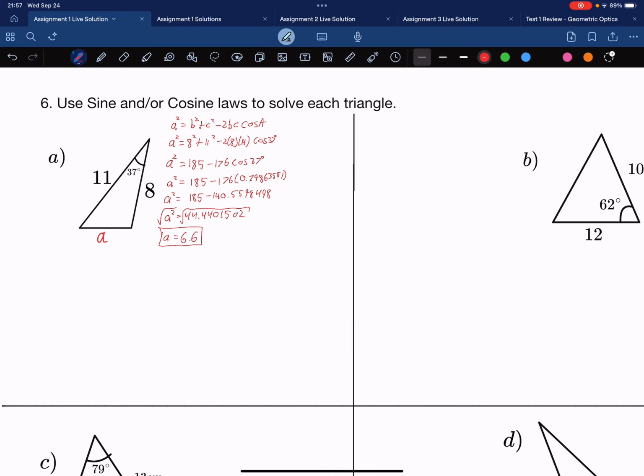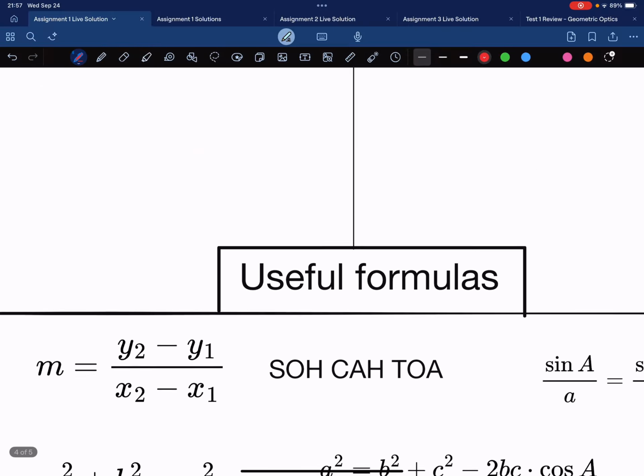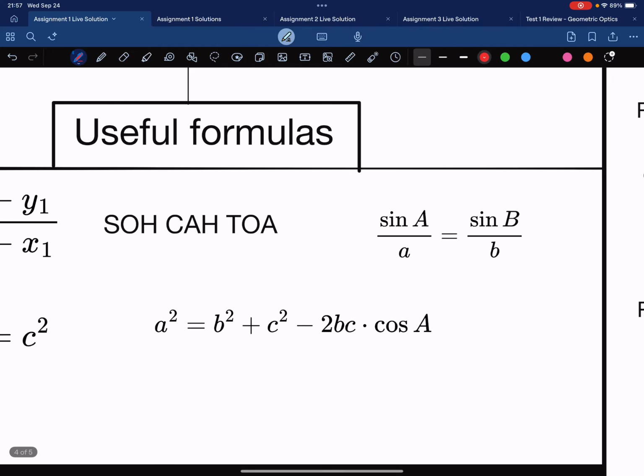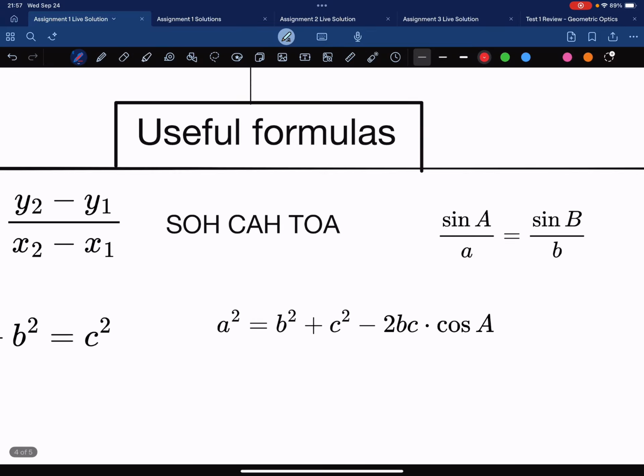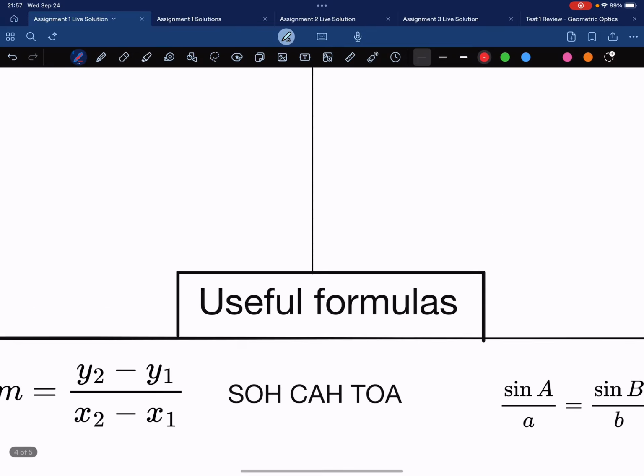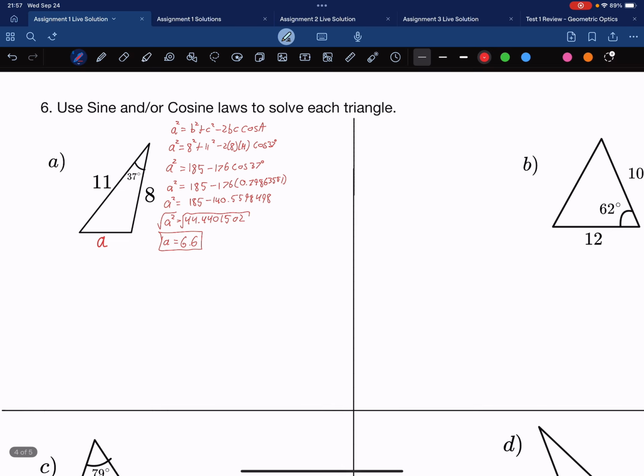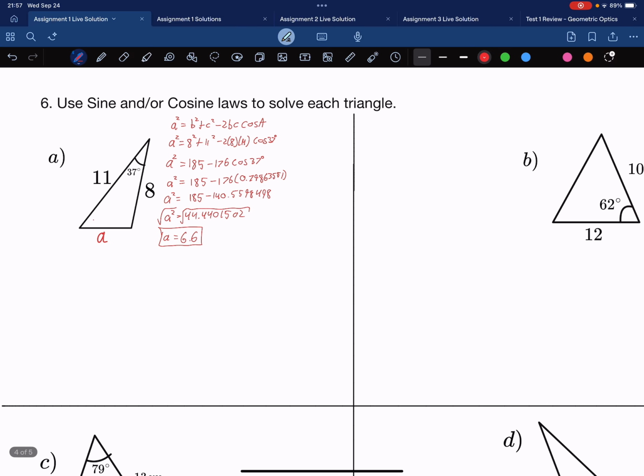Okay, back to sine law. So now, the general form of sine law, down here on this page, on the top right: sine A over A equals sine B over B. That is our general form. So we need to find angle theta and angle phi. The way they are connected is opposites. So theta goes with 8, phi goes with 11. Let's look for 8 first.